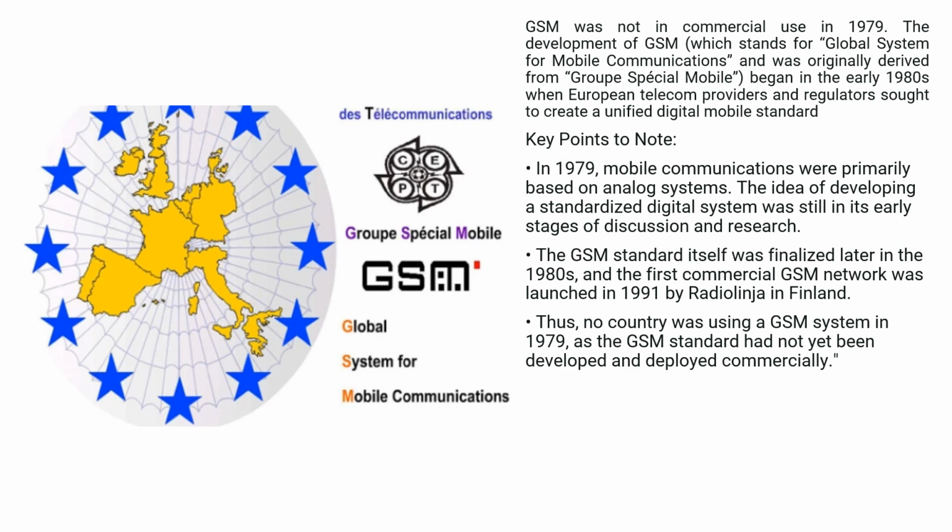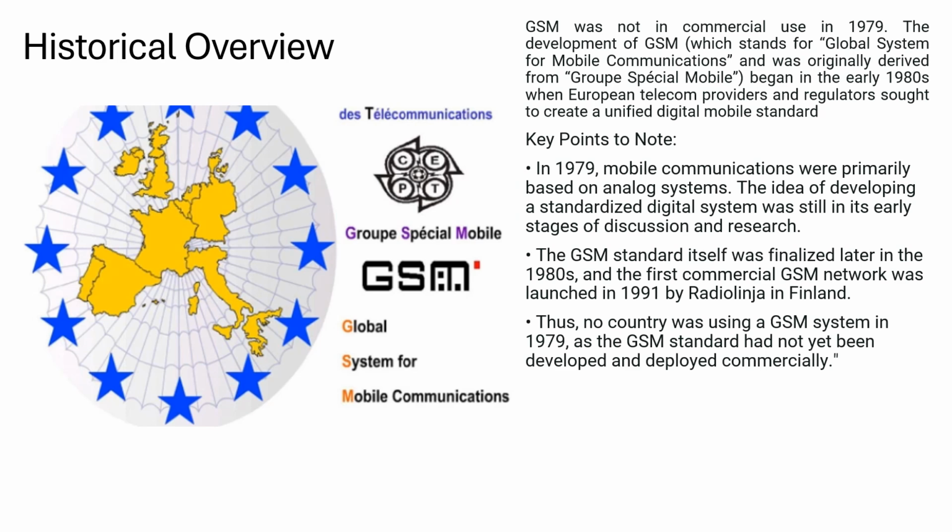GSM, Global System for Mobile Communications, was not commercially in use in 1979. Its development began in the early 1980s as European telecom providers and regulators aimed to establish a unified digital mobile standard. At that time, mobile communications were mainly reliant on analog systems, and the concept of a standardized digital system was still being discussed.